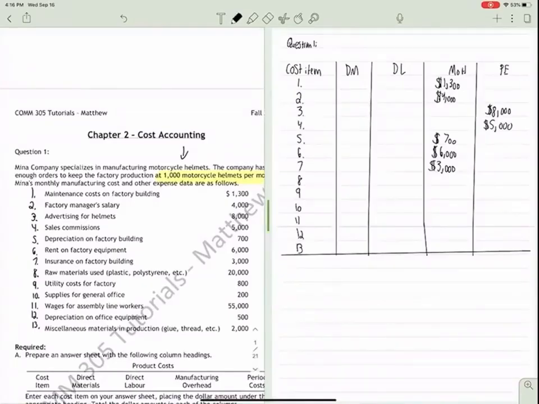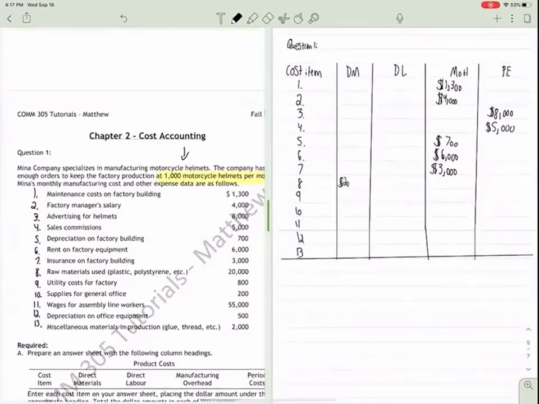Now we know it's a product cost, so we have to determine if it's DM or MOH. Now guys, a motorcycle helmet, do we physically see the plastic on it? Do you see plastic when you look at a motorcycle helmet? Yes, therefore it is direct material. You can go see the amount of plastic on that helmet, track it, trace it, and you know how much it costs. It's not indirect. So that's $20,000 for point number 8. 20 G's.